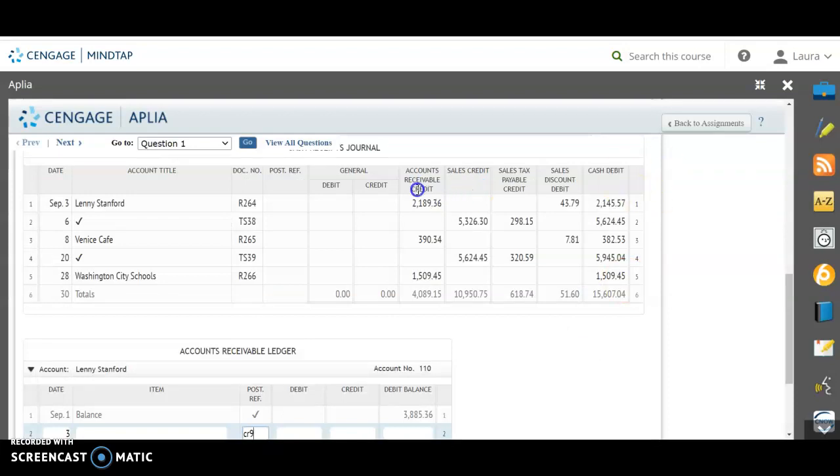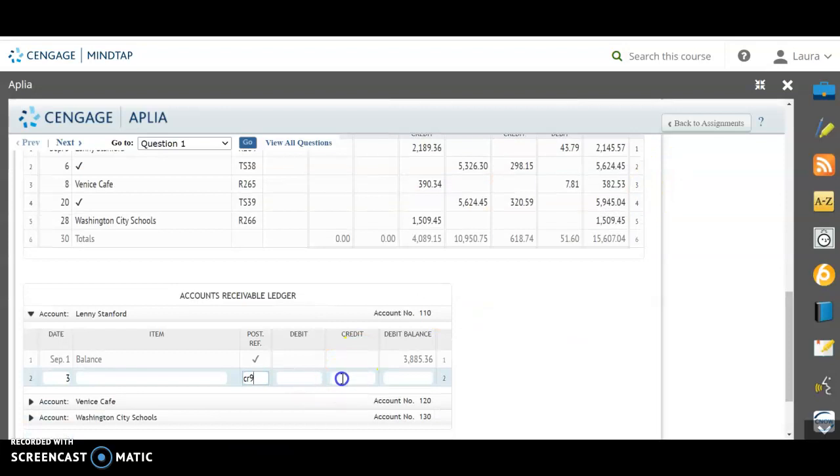And we're going to put this as a credit of $21.89. Because we have a credit entry and a debit balance, we must subtract to get the new balance. So that becomes $16.96. Nice even amount there.